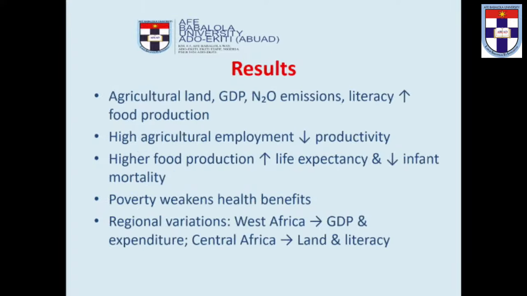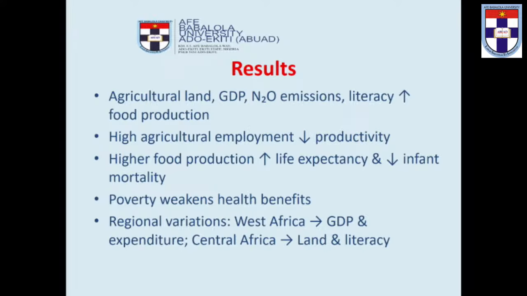Now, result. Agricultural land, GDP per capita, neutral society emissions, and literacy all increase food production. High agricultural employment reduces food production, meaning many workers are not very productive. More food production improves life expectancy, and more food production also reduces infant mortality.